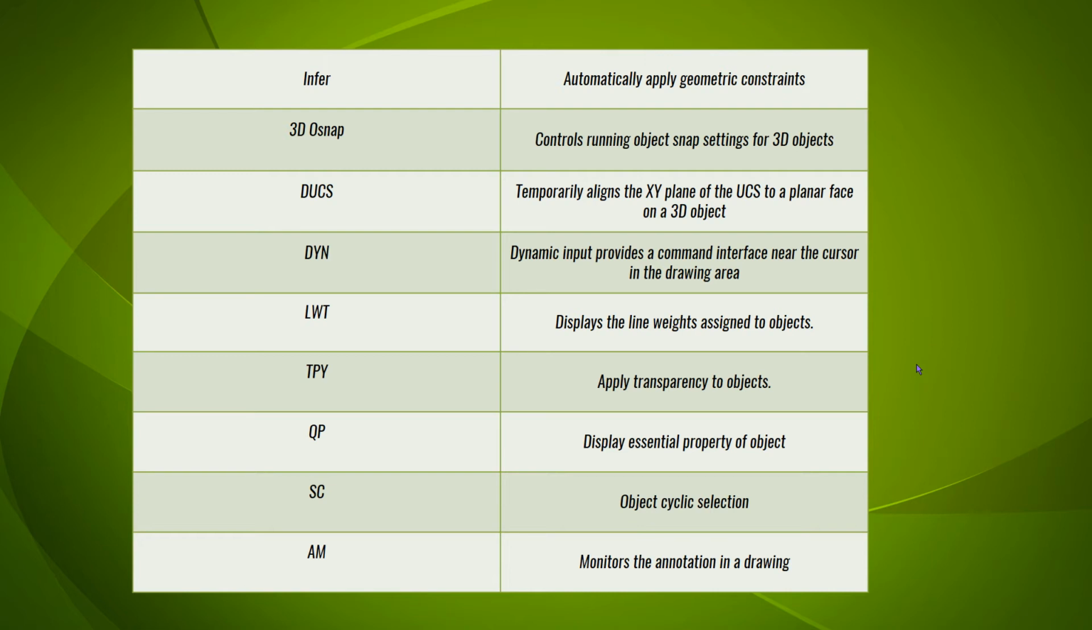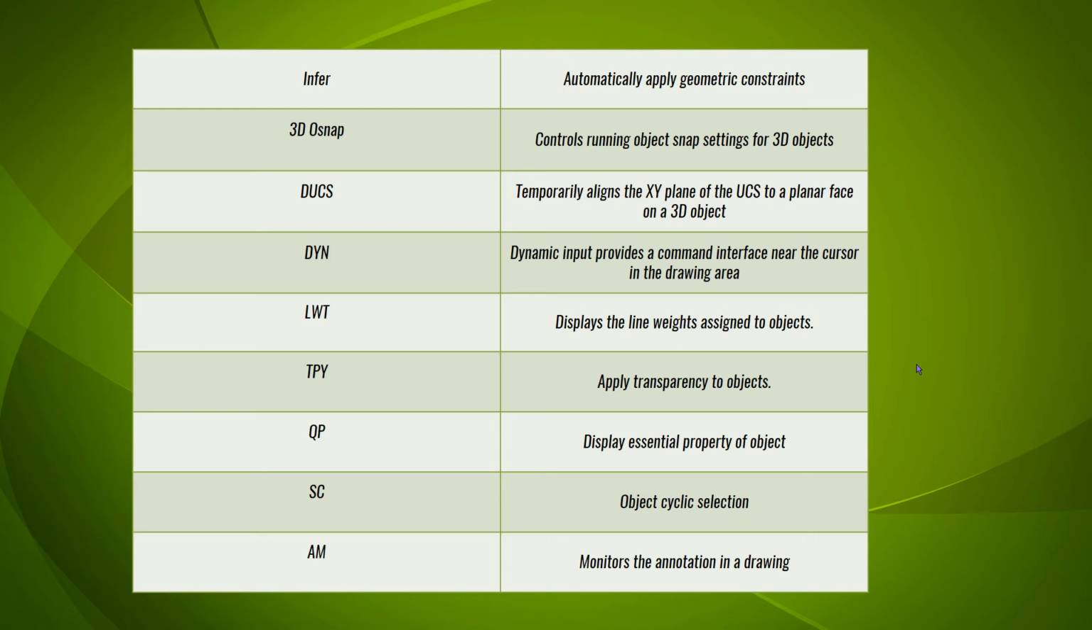The next one is LWT, that is the Line Weight Display. The LWT helps you to display the line weights assigned to the objects. Similarly, the next one is TPY. TPY also helps you to apply transparency to the objects. QP, or Quick Properties, helps you to display the essential properties of an object. SC, that is Selection Cycling, helps you to select objects that overlap each other, cyclically. AM, that is Annotation Monitor, helps you to monitor the annotations in the drawing.